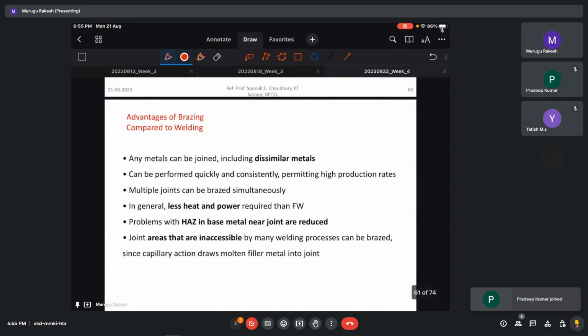So these are the advantages of brazing compared to welding. Any metals can be joined, including dissimilar metals. The process can be performed quickly and consistently, permitting high production rates. Multiple joints can be brazed simultaneously.